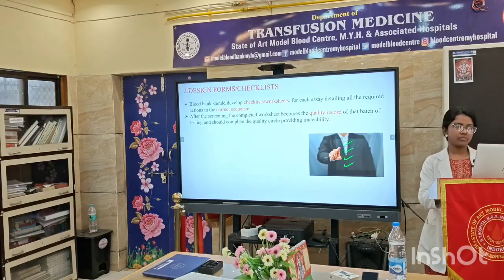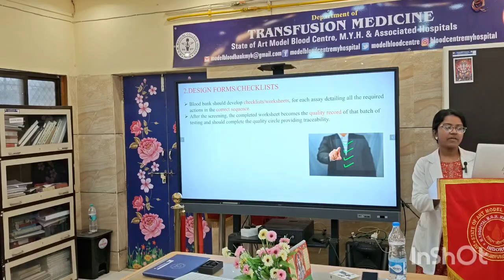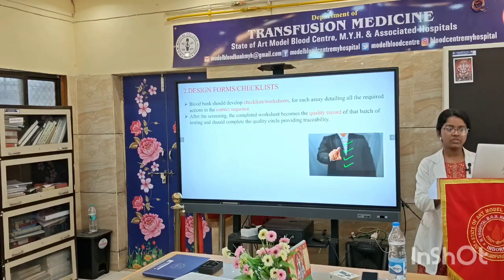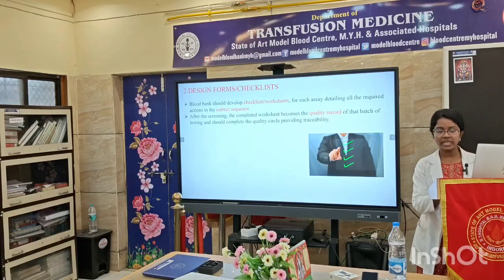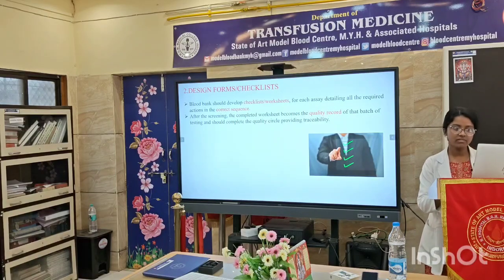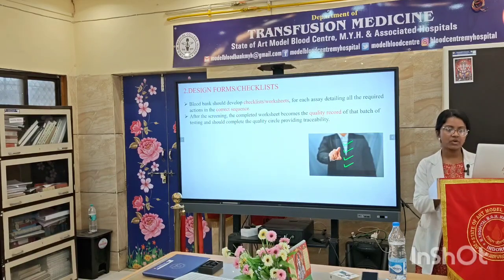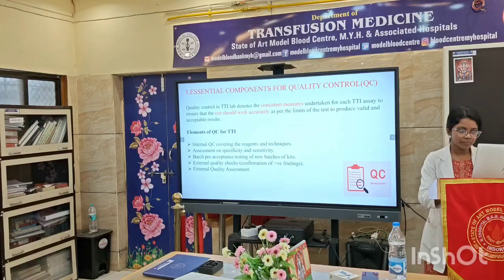Then the second point is design forms and checklists. The blood bank should develop a checklist or worksheet for each assay, detailing all the required actions in a correct sequence. After the screening, the completed worksheet becomes the quality record of that batch of testing and should complete the quality circle, providing traceability.